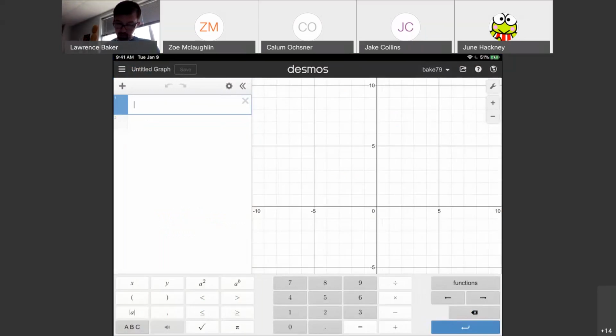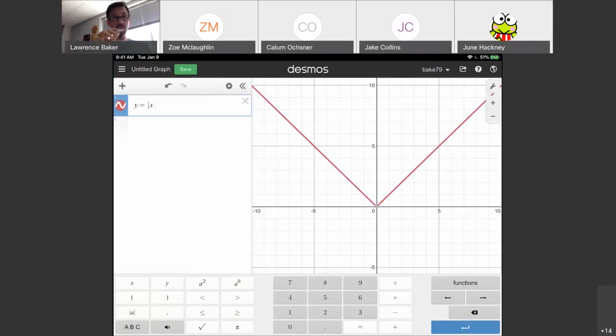So y equals, and then we want the absolute value bars, which are down there on the bottom left, right above the ABC. You can see the two vertical bars and then the A in there. So just hit the absolute value button, and then we want x. And you might notice that the right side of the bars aren't dark yet because it's waiting on you to see if you want to type more. But just go ahead and hit enter, and it'll close those up. You can see the absolute value graph here.